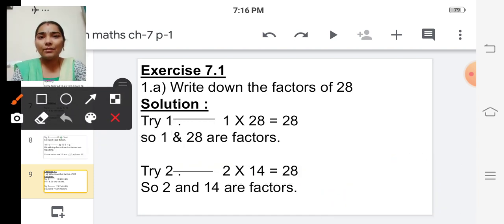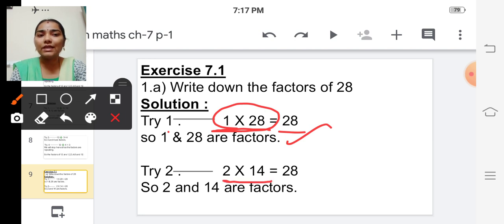For every number, 1 is a factor, isn't it? So if we try 1, then 1 into 28 is equal to 28. So 1 and 28 are the factors. And if we take the 2 table, then 2 14s are 28. So 2 and 14 are factors of 28.